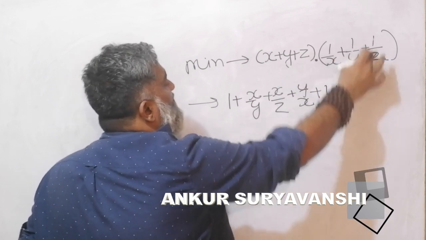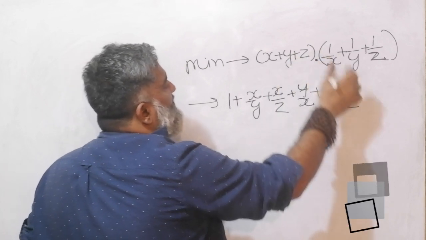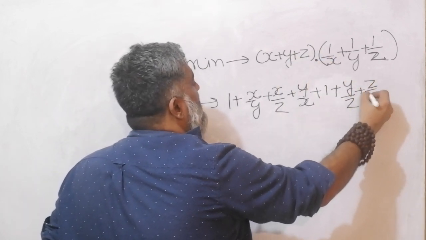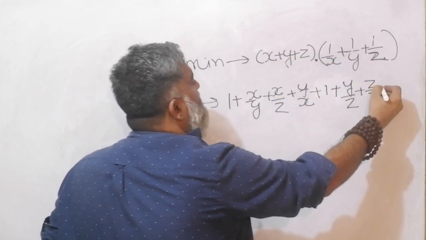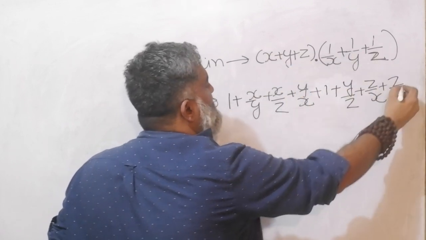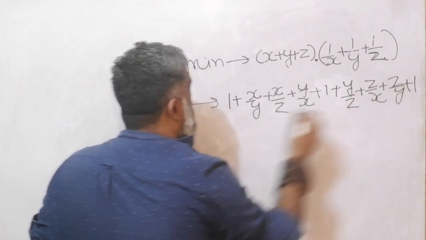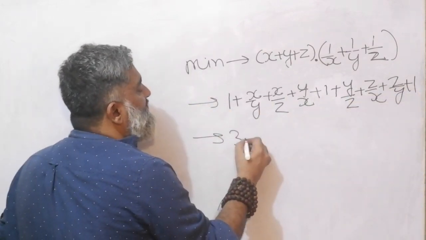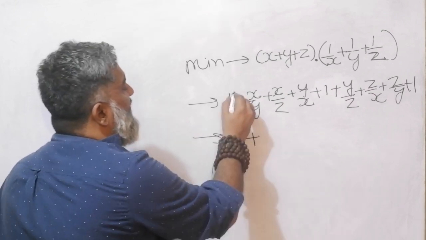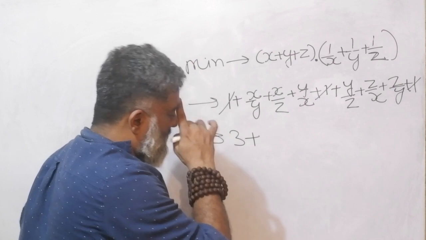y into 1 by z will give you y by z. z into 1 by x will give you z by x. z into 1 by y will give you z by y. And z into 1 by z will just give you a 1. So 1 plus 1 plus 1, I definitely have a 3, right? 3 plus, so I'm eliminating the ones in the story, collecting them all together.